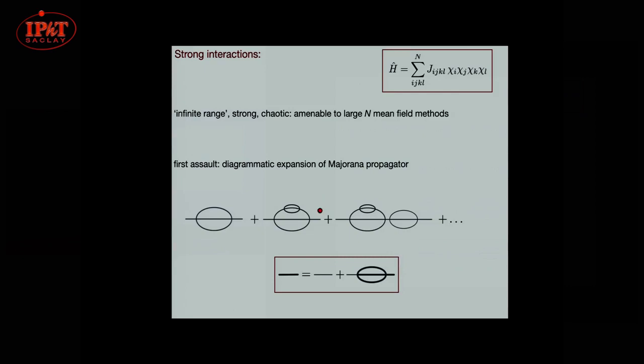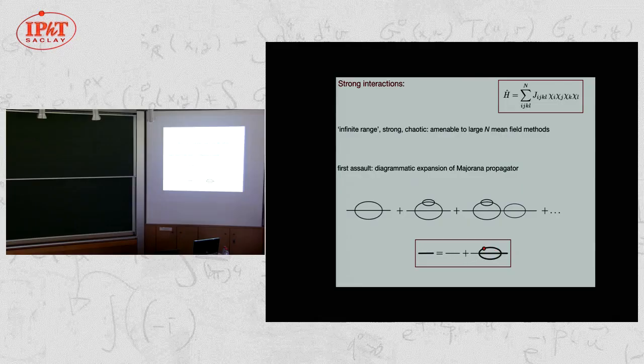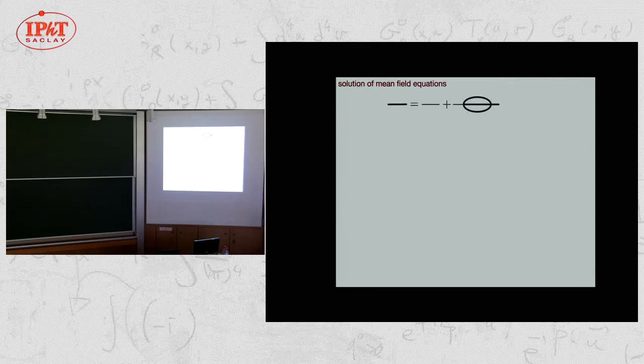Yeah, you do the usual thing. You write a fat propagator, naked propagator plus this. So this is a resummation of this series. And this equation here is actually simple enough to be solved. So it's solvable. You can solve it, and that gives us quite a bit of insight into the model. So let's see how that goes.